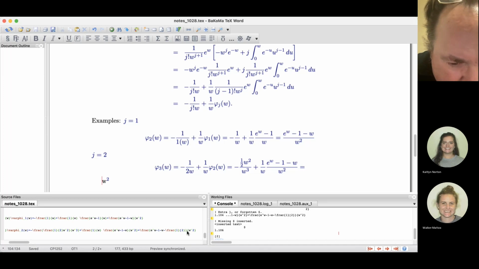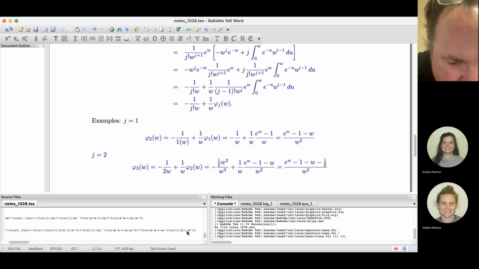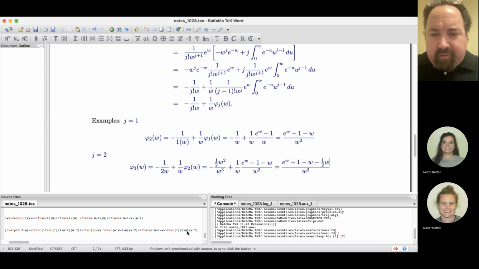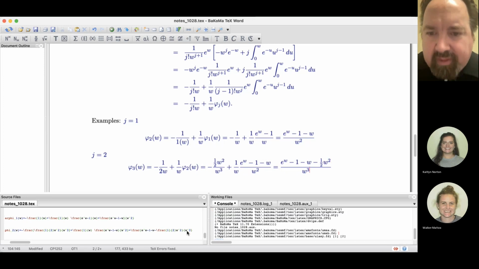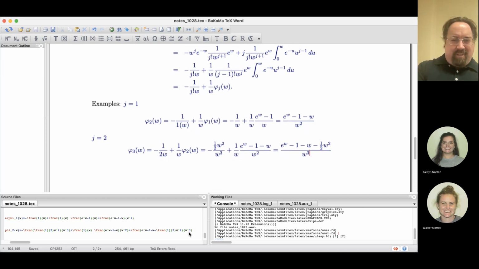Sorry, LaTeXing went very badly all of a sudden. Let me fix this. W squared over w cubed. Okay, so sure enough, it worked out as planned. So yes, after 2 class periods, I finally got it right.